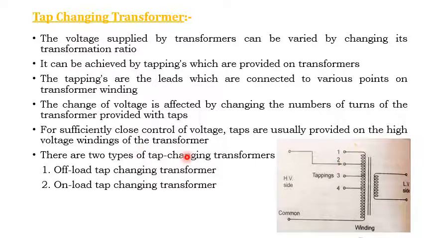For sufficiently close control of voltage, taps are usually provided on the high voltage windings of the transformer. So usually such tappings are provided on the high voltage windings of a transformer. So what is the purpose of providing the tappings on the high voltage side? Usually it has some reasons. So what are those reasons? The first reason is that we get fine voltage regulation.